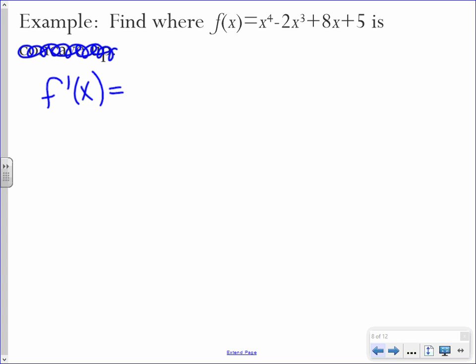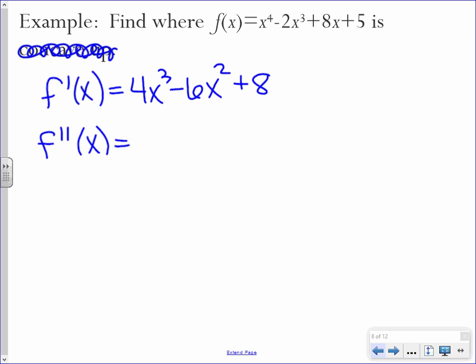Abram, what's our first derivative? 4x cubed minus 6x squared. Our second derivative, Aaron, what is it? 12x squared minus 12x. Okay. So when we set this equal to 0, we can factor out a 12x.